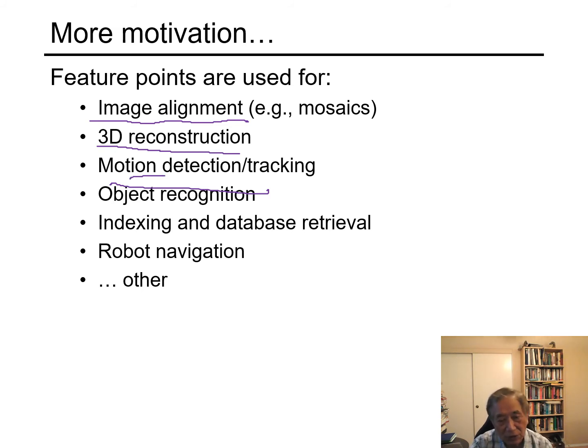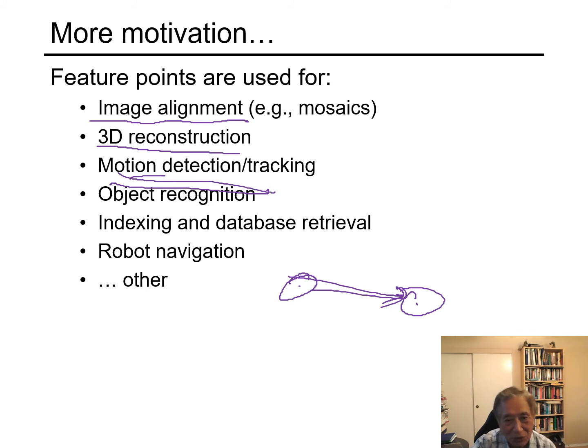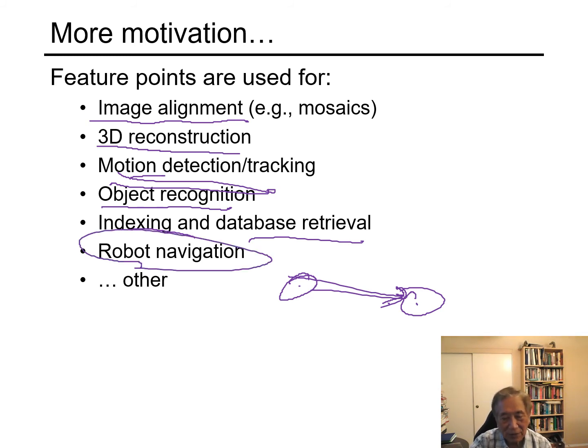What motion means is that we know certain objects are moving. So in a picture, we want to know which feature is actually moving. So motion detection and tracking is very useful for feature detection and recognition, of course, and indexing, database retrieval, and navigation.